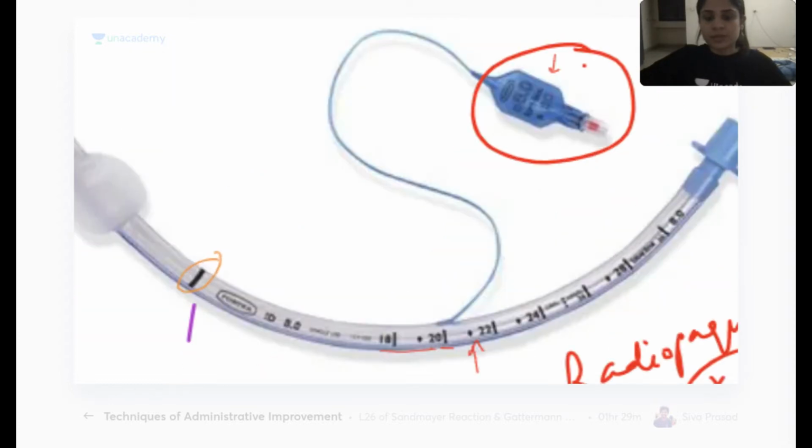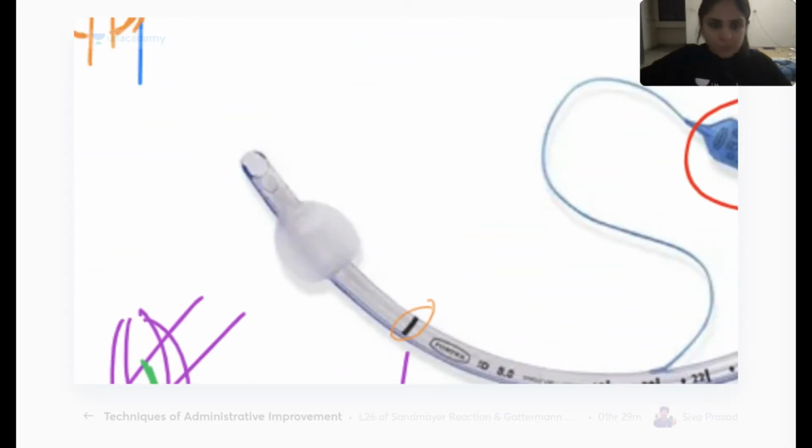Now, the most important question that they ask is, what is this hole? The end of the endotracheal tube is this. What is this extra hole that is given over here and what is its function? Yes, very correct. This is Murphy's eye. Can anyone tell me what is the function of the Murphy's eye?